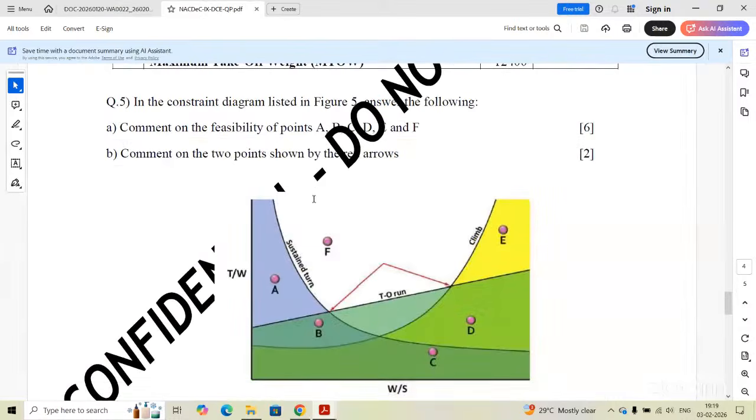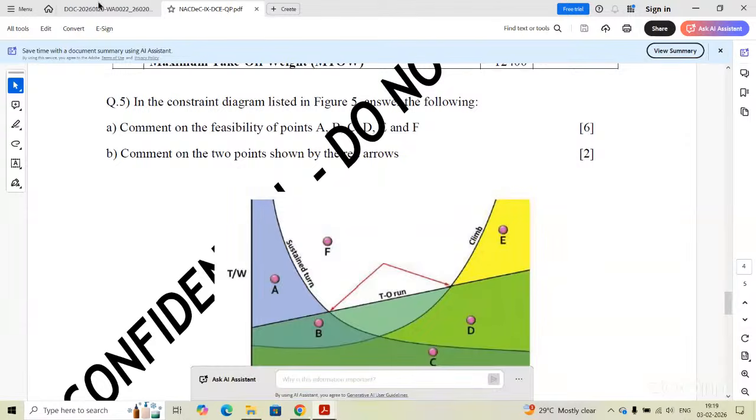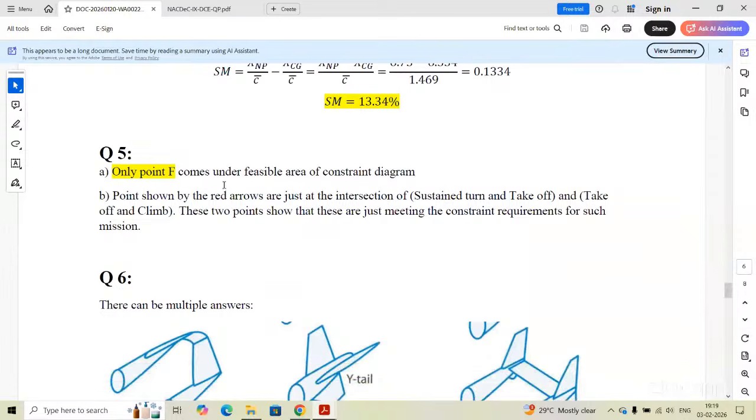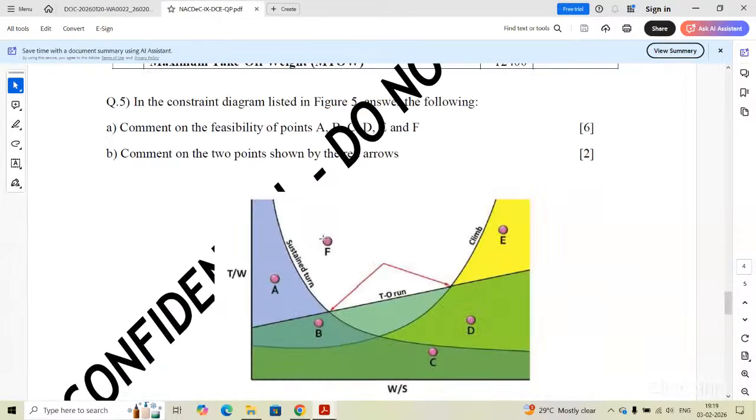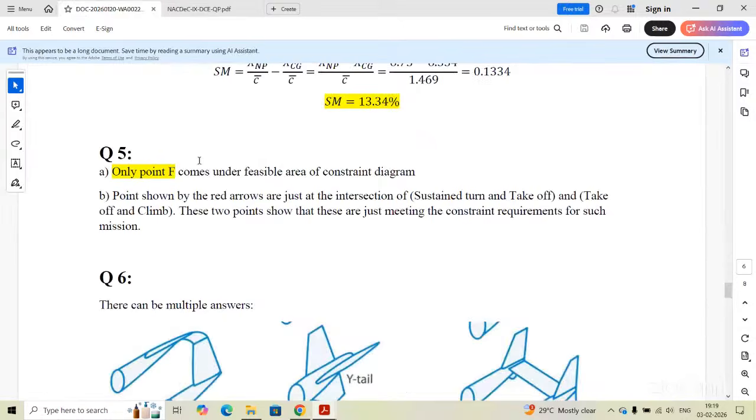In the fifth question, this constraint diagram has been shown in which various points have been shown to you, in which the design area or the feasible area is only above all these colorful areas. So in this category, only F will be considered as the feasible point for the constraint diagram.